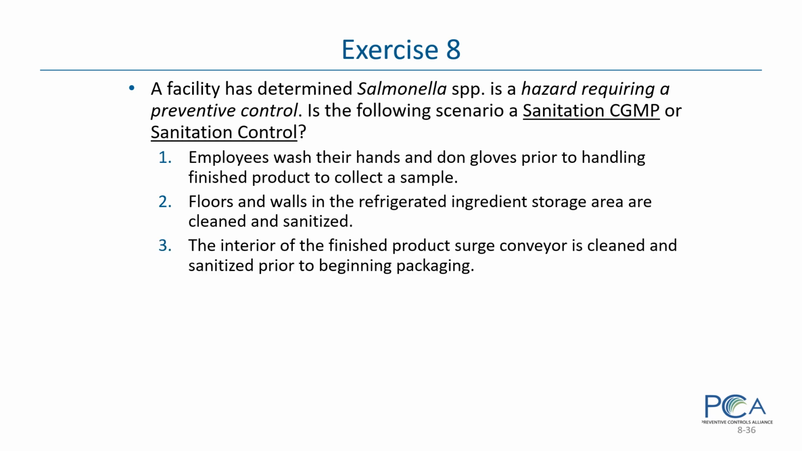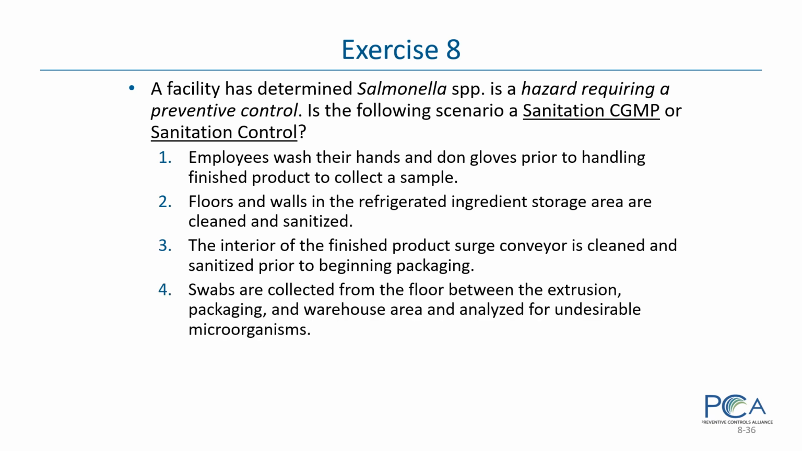Okay, next one. The interior of the finished product surge conveyor is cleaned and sanitized prior to beginning packaging. CGMP or preventive control? This one is meant to be a preventive control. We're discussing a food contact surface here, right? The interior of the finished product surge conveyor. We have finished product exposed to a surface, so that is meant to be a sanitation preventive control. Okay, number 4.